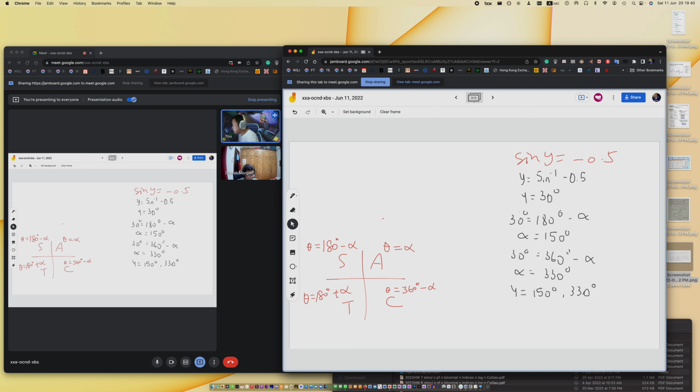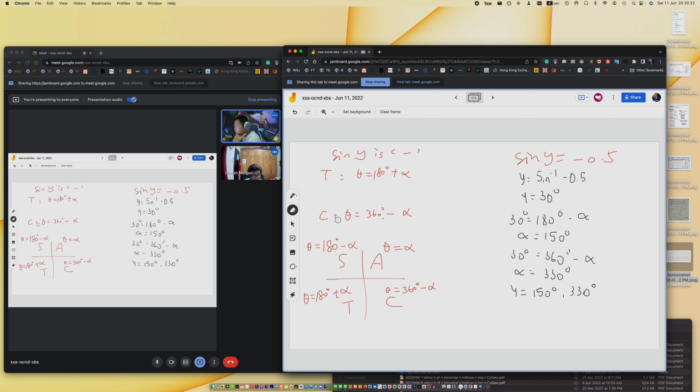Okay, let me comment on your answer. Let me do this simple question my way first, then you see how yours is different from mine. First thing first, I will write down sine y is negative. So sine y is negative is the T and C region. For T, write down the formula: theta equals 180 plus basic angle. Then for the C region, theta is equal to 360 minus the basic angle.